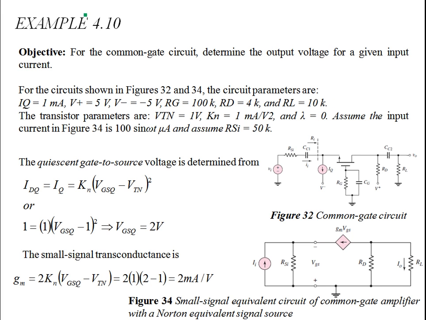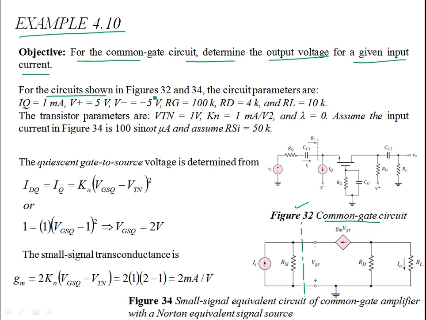Now, there's example 4.10 from the course text, and the objective is that for the common gate circuit, determine the output voltage for the given input current. So we have to determine the output voltage for the input current, and we are going to use the same Norton equivalent circuit for the AC equivalent circuit and the small signal model of the transistor. This is your common gate circuit, figure 32, that we have seen initially for the common gate configuration.